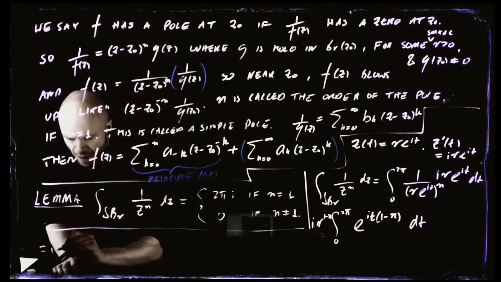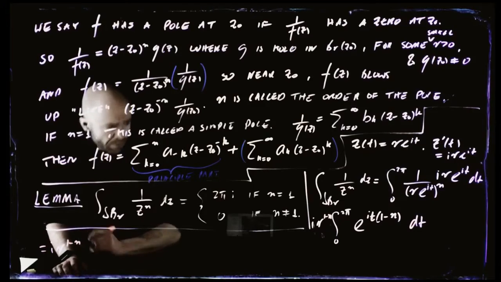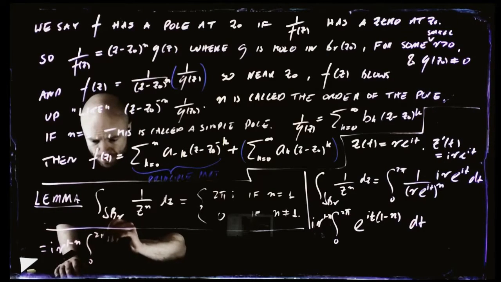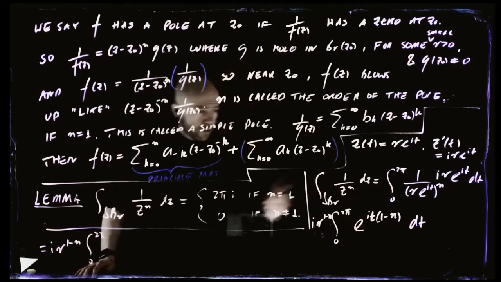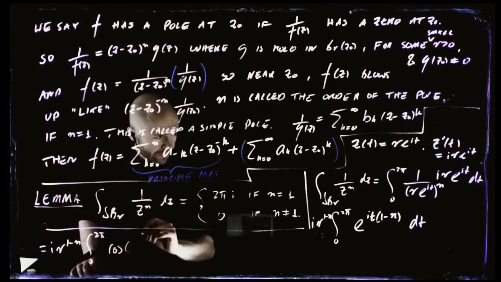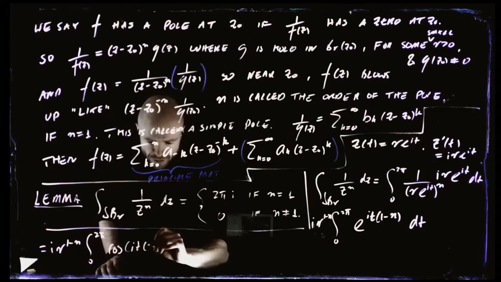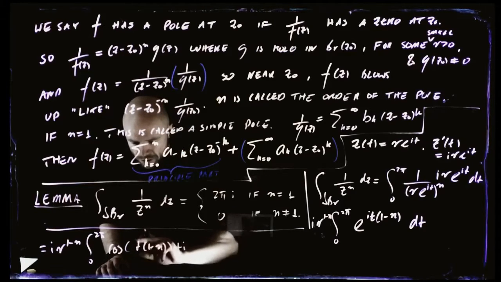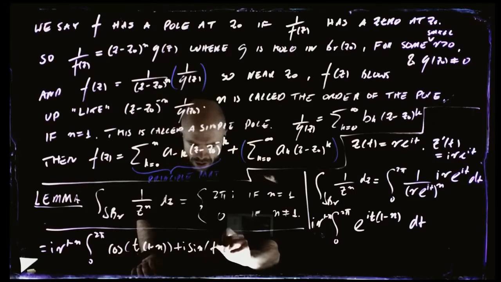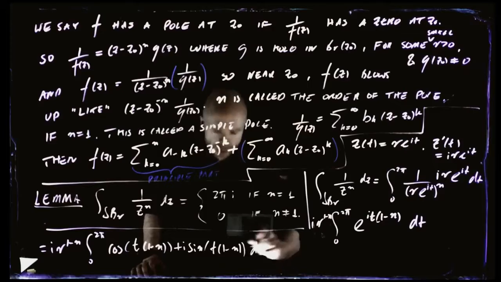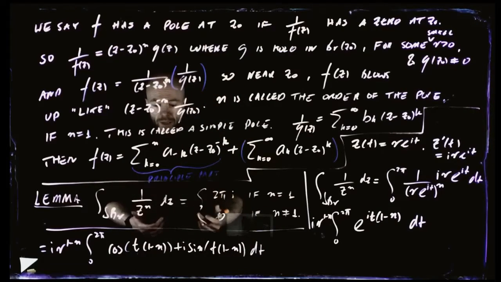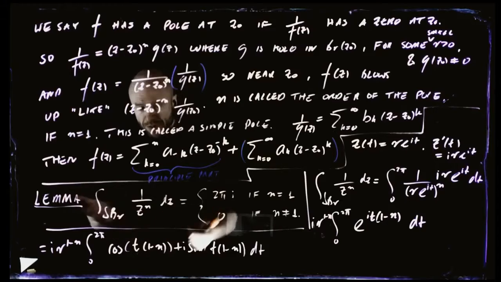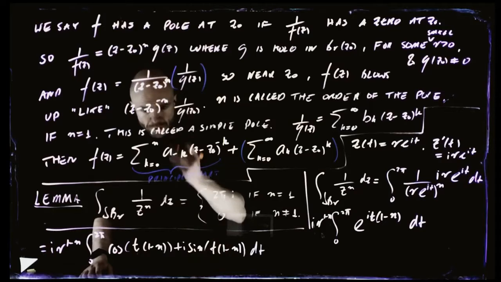So then what's this? This is equal to i r to the 1 minus n, and if we just expand this out, we know what e to the i whatever is. So it's equal to cosine of t times 1 minus n plus i sine of t times 1 minus n, dt. And if n is not equal to 1, then this thing is just some function which is periodic from 0 to 2 pi.